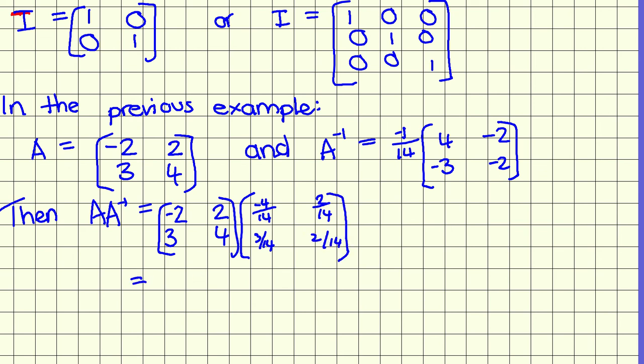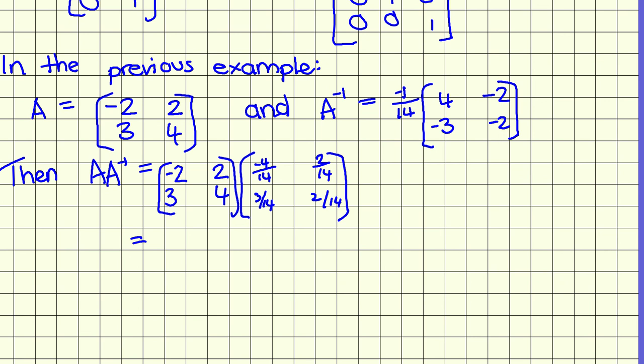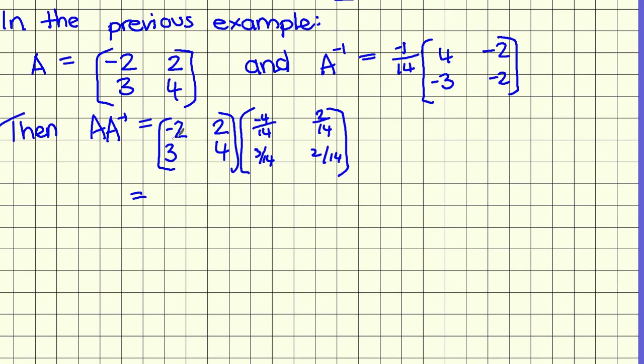Think back to lesson 2 when we did multiplying matrices. What we're doing is multiplying together: your left finger's on the minus 2, your right finger's on the minus 4 over 14. If you times them two together, you get 8 over 14. This one moves to the right one, this one moves down 1. So 2 times 3 over 14 gives you 6 over 14. Okay, so that's your top left.